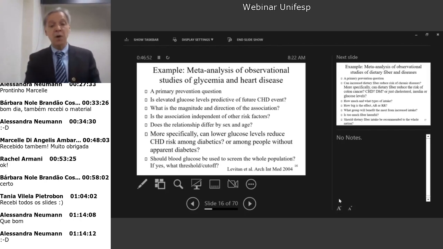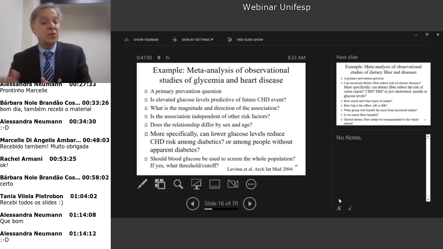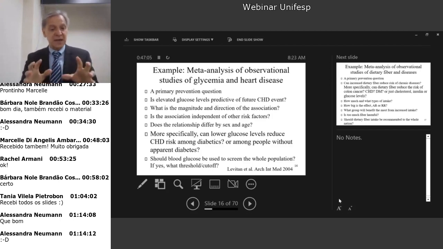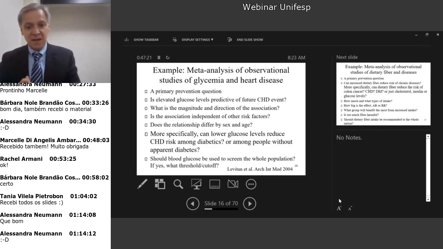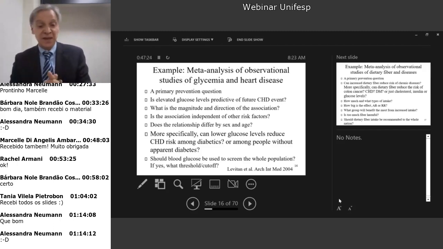More specifically, can lower glucose level reduce CHD risk among diabetics or among people without apparent diabetes, meaning they are prone to diabetes but not there yet, or they are likely to become diabetic? Okay, so that is a different question. It's not, does elevated blood glucose predict CHD? No, the question here is, can lowering glucose level reduce CHD? That's like what? That's a randomized trial, right? I'm looking for an effect. And I can lower glucose levels with a lot of medication. That's what randomized clinical trials do for diabetes maintenance or diabetes management.